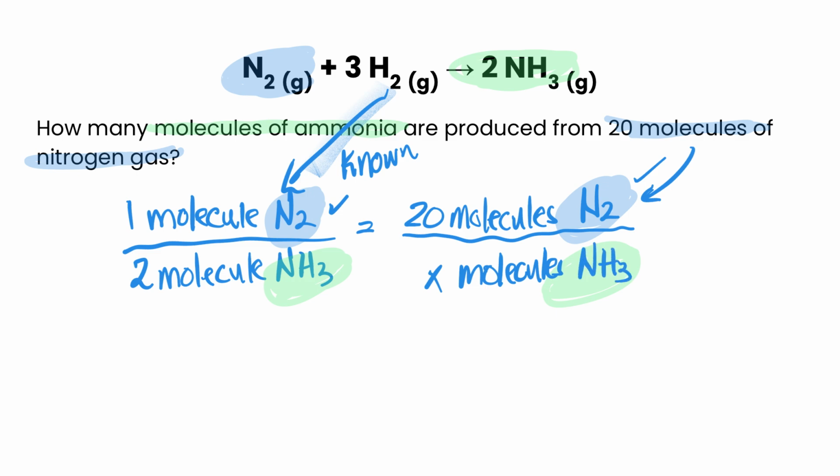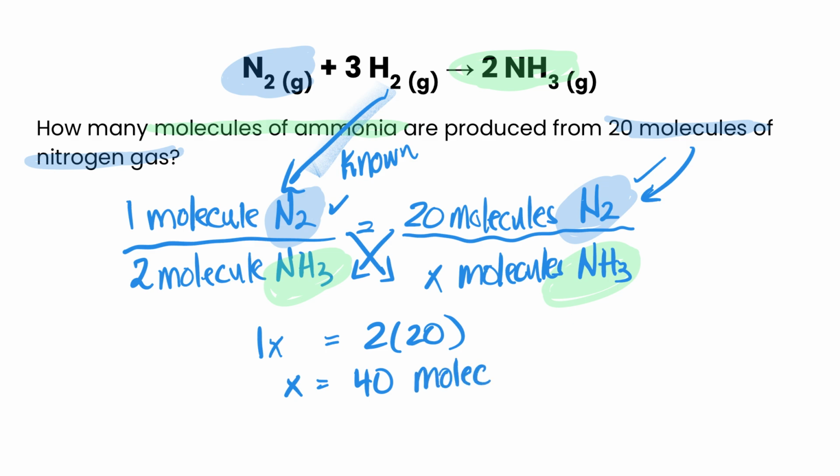At this point, it becomes cross multiplication. So we're going to cross multiply on each side. So we're going to end up with 1x is equal to 2 times 20, or x is equal to 40, and that is 40 molecules of NH3. Now that was a really easy ratio to solve for, but when they do get more complex, it's really important that we go through the same process of setting it up to solve for our answer.